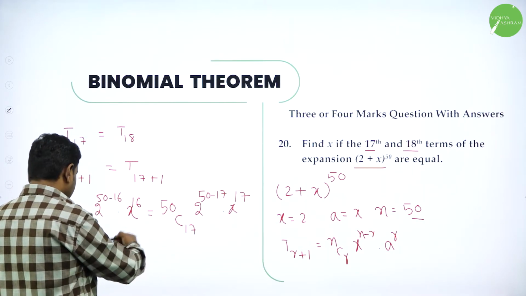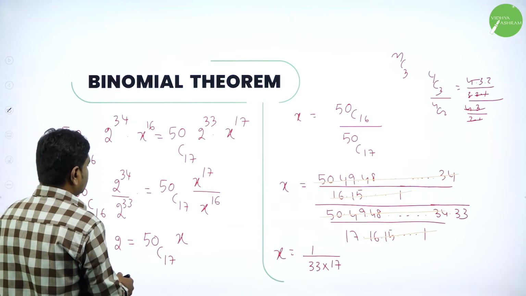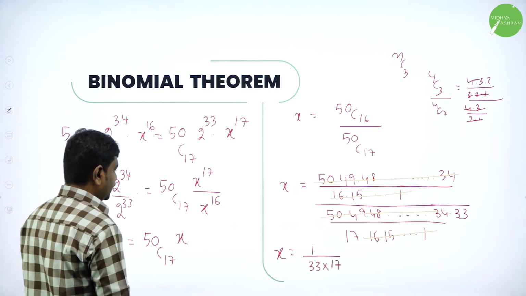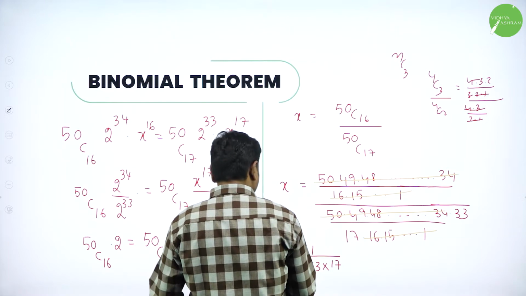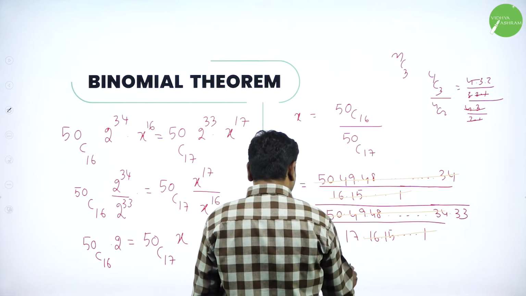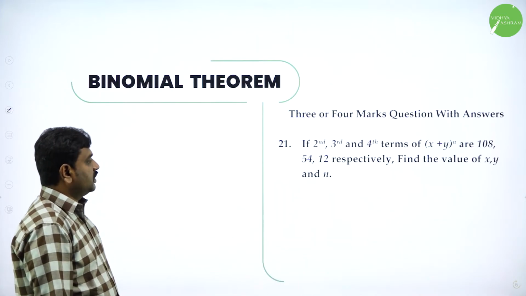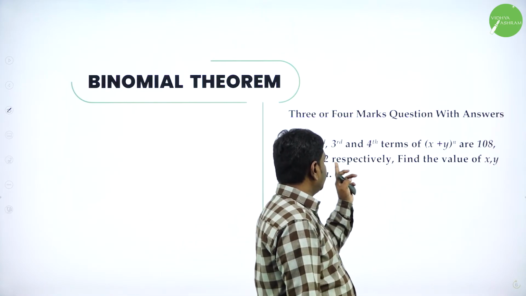RHS will have x, and bring this term to this side and you will simplify. You get the term into 2. So here we are left with what? 2 into 2 is there, 15C16 into 2. This 2 here you can take. Simplify this, you will get a number value. That is the answer. Then second, third, fourth terms of this are 108, 54, 12 respectively.